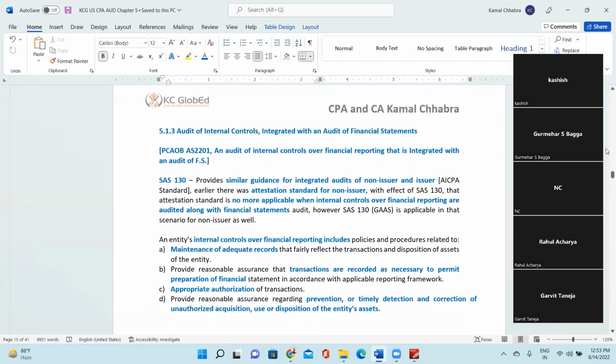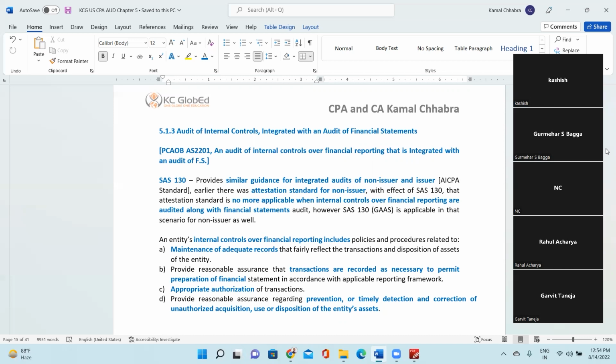Let's jump into the last topic for the day, which is audit of internal controls integrated with the audit of financial statements. For issuers, we have already discussed. Now we are discussing more toward the non-issuer, when you need to perform the integrated audit or the internal control audit along with the financial statement audit. Earlier, there was no auditing standard as per AICPA for auditing internal controls for the non-issuer, as that was not mandatory, right? But back in 2012 or 2013, they issued SAS 130.